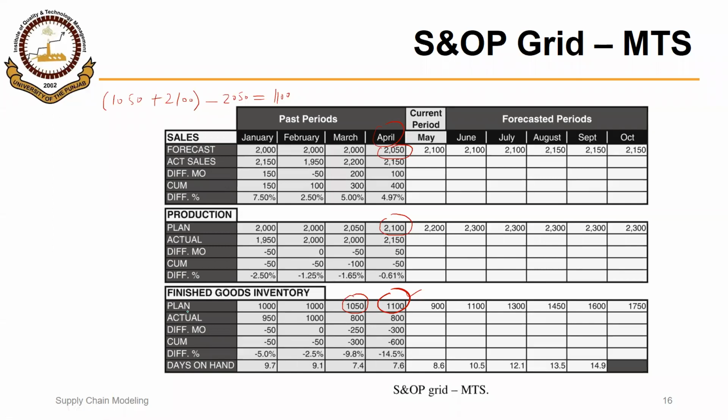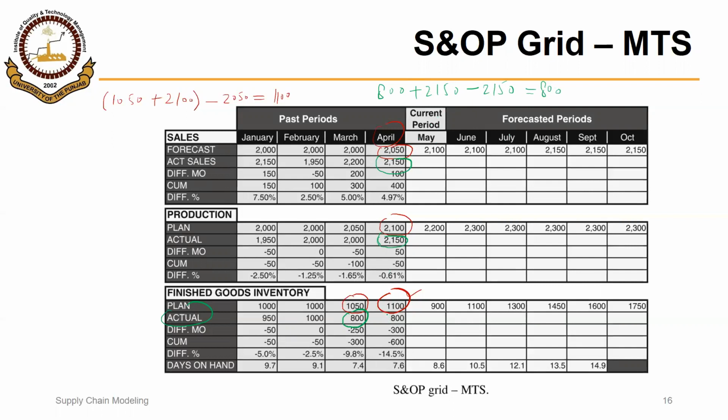Similarly, the actual finished good inventory, how is that calculated? So that will be equal to the actual finished good inventory for the previous month plus actual production for this month, that is April in this case, minus actual sales for this month, that is the month of April. So that will be equal to 800, the previous month's inventory, plus 2150, that is the actual production for this month, minus again 2150, that is the actual sales for this month. That will simply be equal to 800.